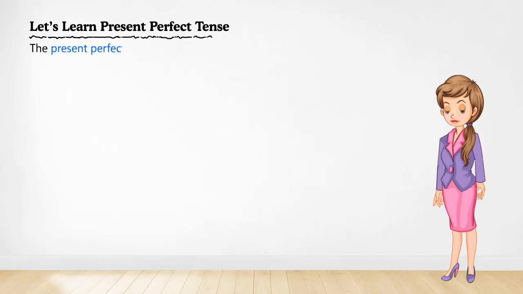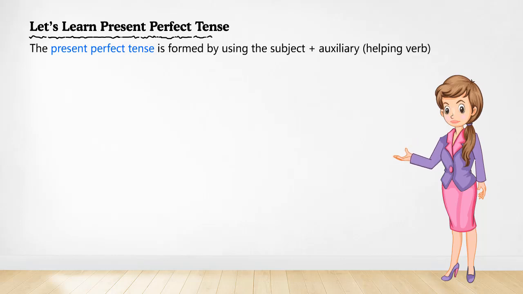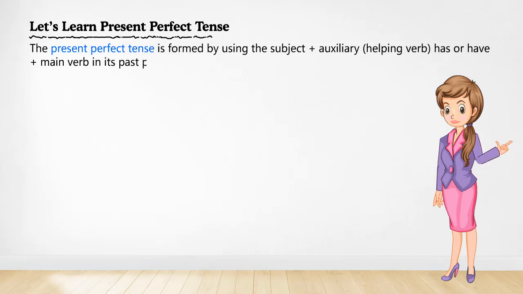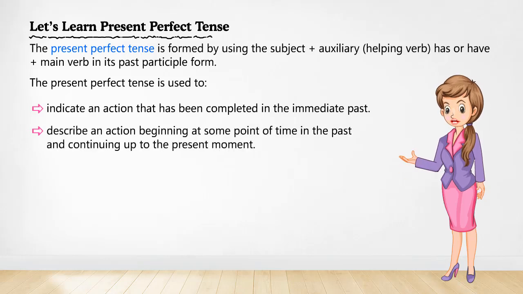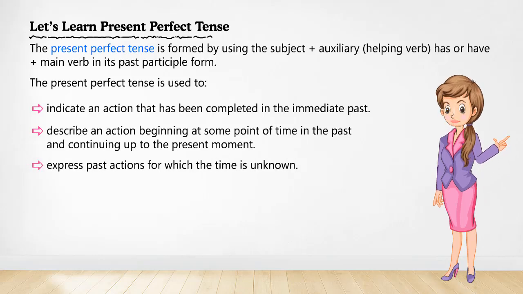The present perfect tense is formed by using the subject plus auxiliary helping verb has or have plus main verb in its past participle form. The present perfect tense is used to indicate an action that has been completed in the immediate past. Describe an action beginning at some point of time in the past and continuing up to the present moment. Express past actions for which the time is unknown.